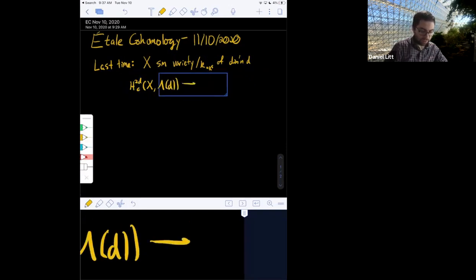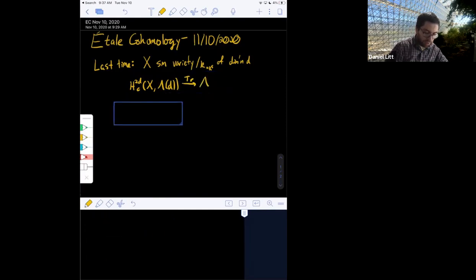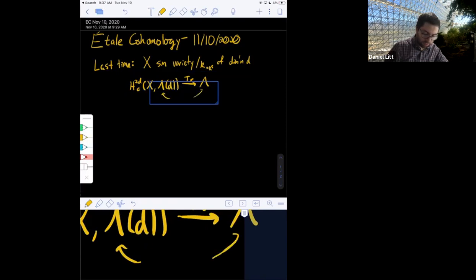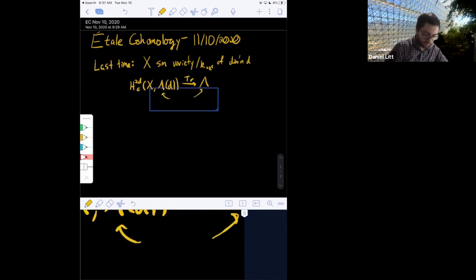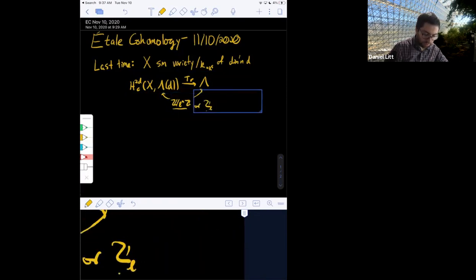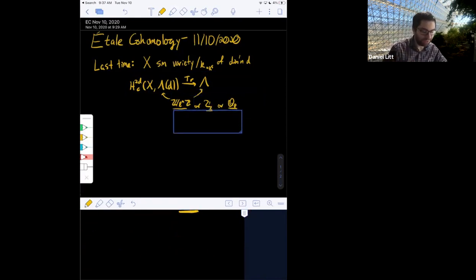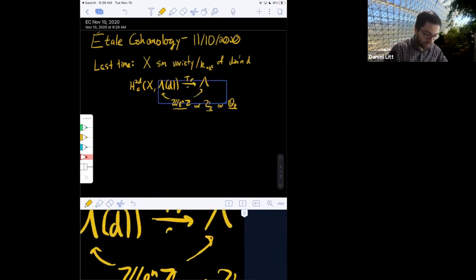So I construct a trace map between this thing and just Λ, where here Λ is the constant sheaf Z/L^n Z, or Z_L, or Q_L. Here we're thinking of these as Z_L sheaves or Q_L sheaves, meaning a Z_L sheaf, remember, is an inverse system of sheaves. So we constructed an isomorphism like this. So this was an isomorphism.